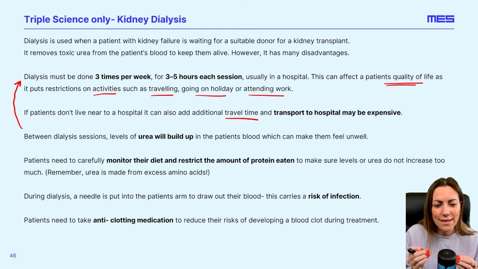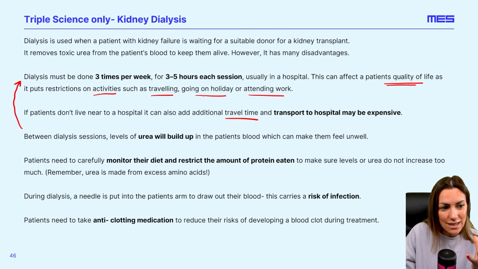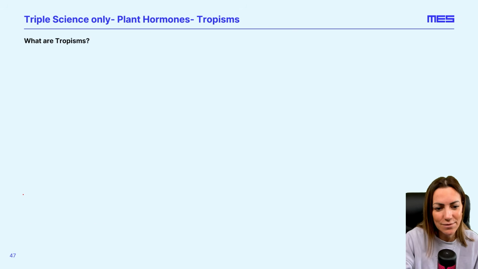But bear in mind, dialysis is usually done whilst waiting for a suitable donor kidney for transplant, because this is not a long-term solution. This is not a cure. So that's a big pro of a kidney transplant. That is a long-term solution. That is a permanent cure. And that would mean you would have no restrictions on activities and your kidney would be working all the time. So levels of urea would not build up in between sessions like they do with dialysis.